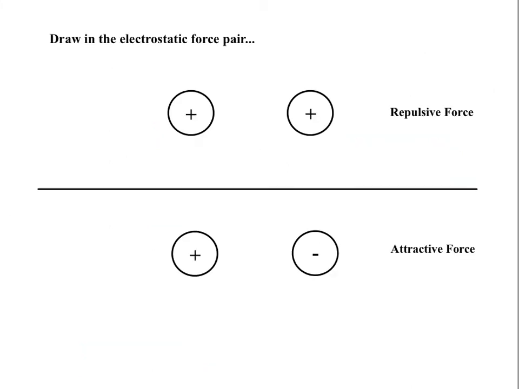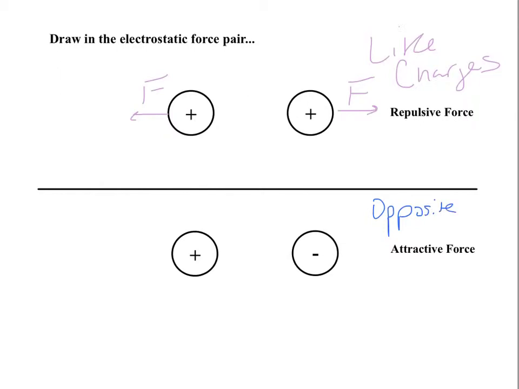So to start, if I know I have like charges, they repel. So that means you create this repulsive force, or forces that are acting in opposite directions away from the other charge. At the same time, we also have charges that are opposite. Opposite charges create an attractive force. So as a result of that, these two forces will be coming together and pulling the objects towards each other.